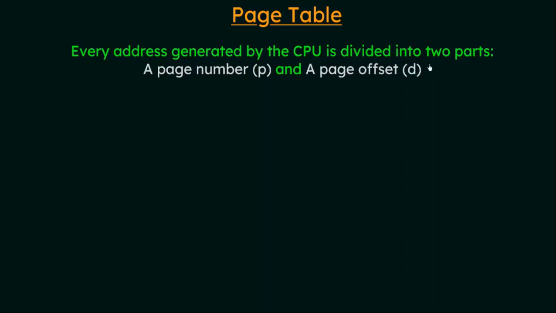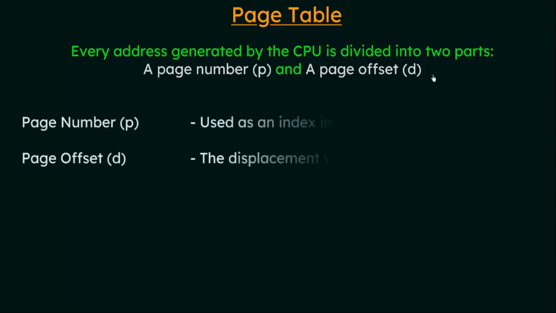Before we go into the details of the page table, here are a few more things that we need to know. Every address generated by the CPU is divided into 2 parts, a page number and a page offset. So every address generated by the CPU, that is the address of each piece of data present inside the pages of a particular process, will consist of 2 things. One is a page number, which is denoted by P, and another one is a page offset, which is denoted by D.